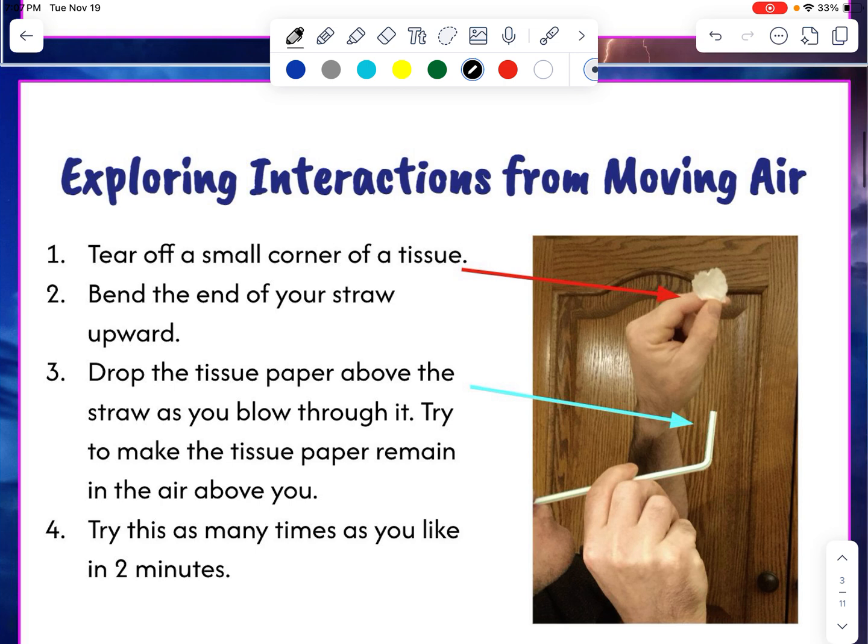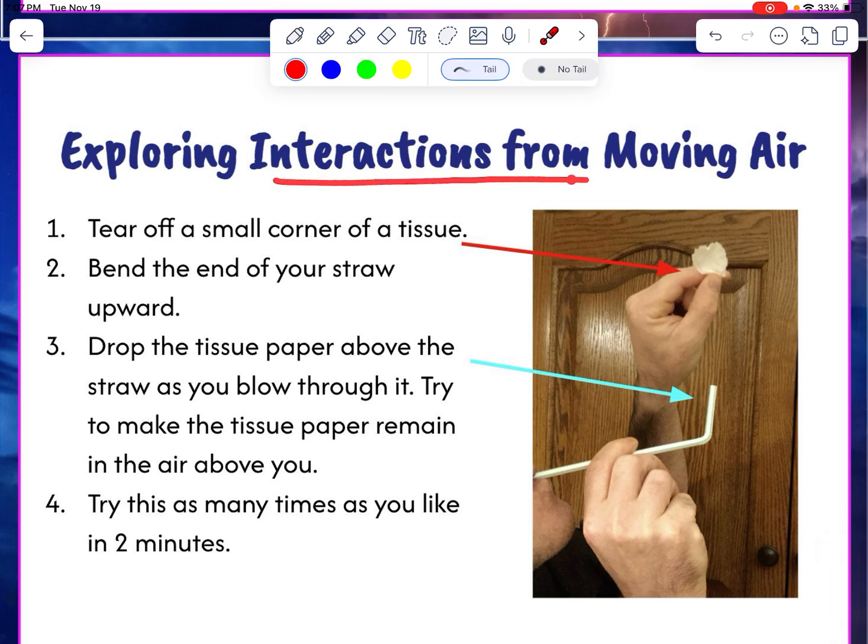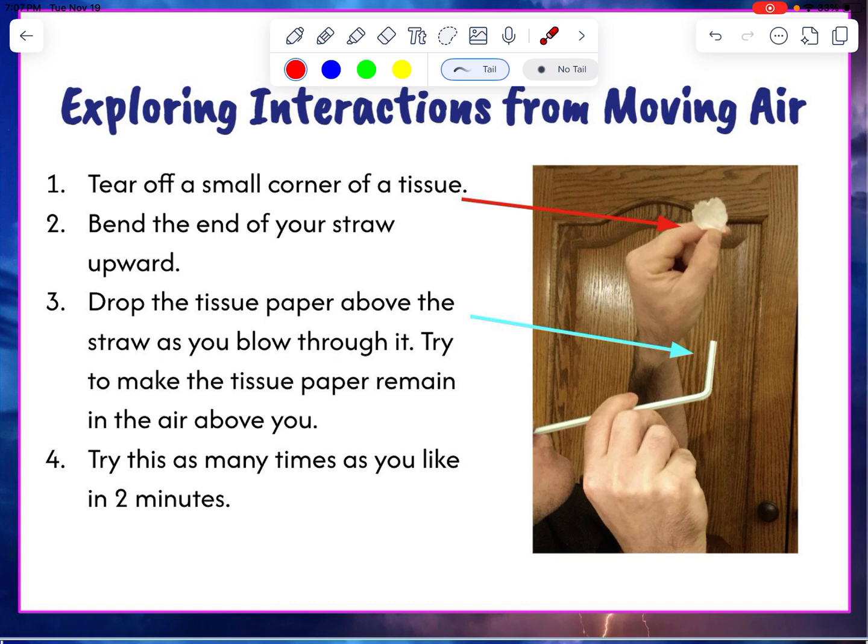As we move forward, we're going to be talking about interactions from moving air. We're going to save this one for when I'm there with you, but we're going to see if we can keep a small piece of tissue paper in the air with nothing but our breath through a straw. This idea of pushing up on something with air may be new to us. We maybe never thought of air being a force that can move things around.